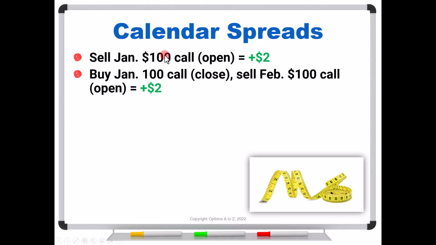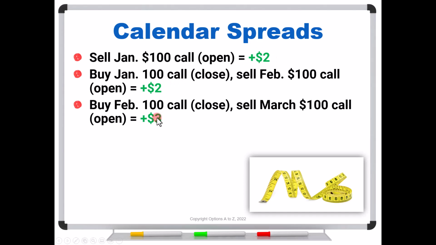So now these have closed. We initially sold the Jan 100, we buy it back right here. That's why this is a closing trade. So right now we're just short the February 100, but we have a credit of 4. 2 from the first trade, 2 from this one.